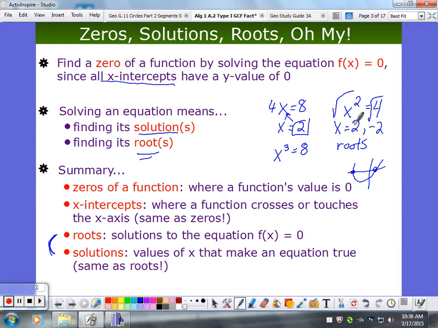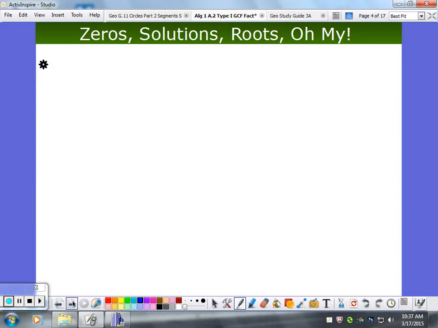Solutions mean you plug it in and you get a true statement. So that's working for all of these. But a root is kind of how we find the solution in a way. These are almost interchangeable, and these are almost interchangeable. You will see people that will say this and they mean this, or they'll say this and they mean that. Not the end of the world, but you guys know the difference now.